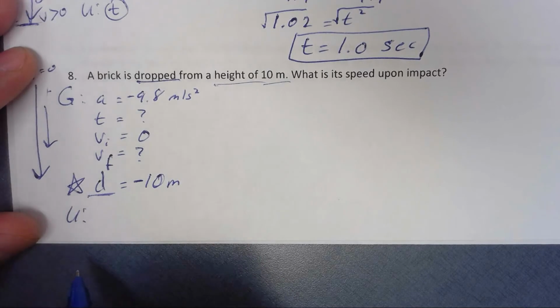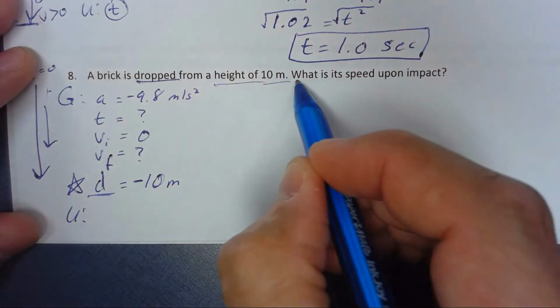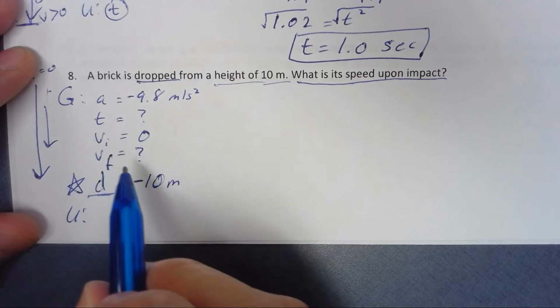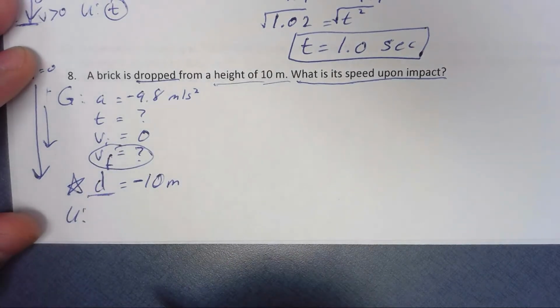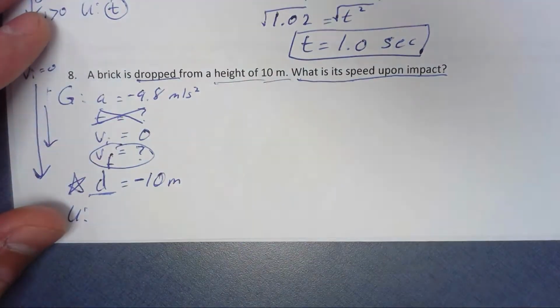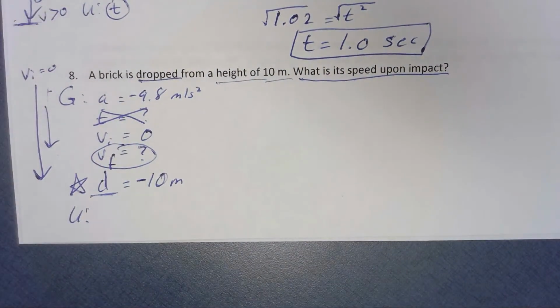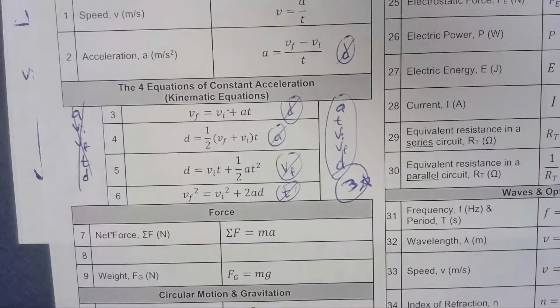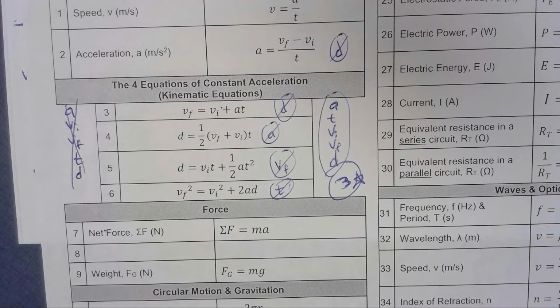The unknown here, what is this problem asking for? What is its speed upon impact? That's definitely not time. It's this one right here. So in this problem, I want to know VF, but I don't care about T. So let's find an equation that has VF, but that does not have T. So check it out. You look at it, see if you can find which one it is.